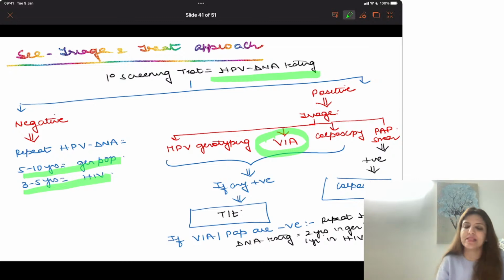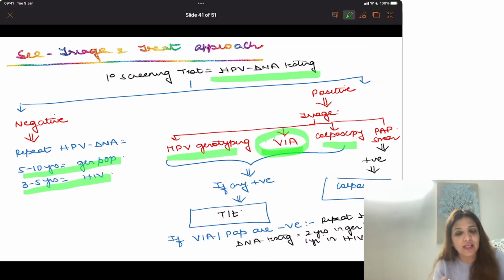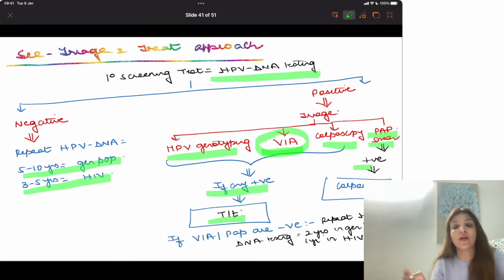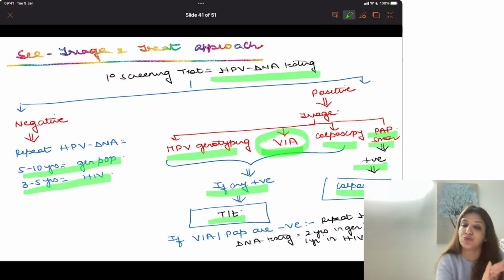Now, WHO says that if you have done HPV genotyping, VIA or colposcopy, and any of these comes out to be positive, then go straight to the treatment. But if as the secondary screening test you have chosen pap smear, and the pap smear comes out to be positive, based on the pap smear report you never do the treatment. If the pap smear report comes out to be positive, you will have to follow it up with colposcopy. You cannot say I'm going to do treatment.